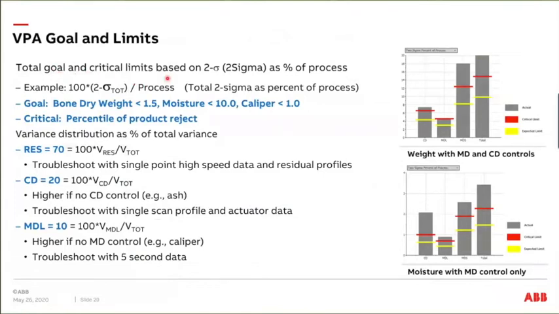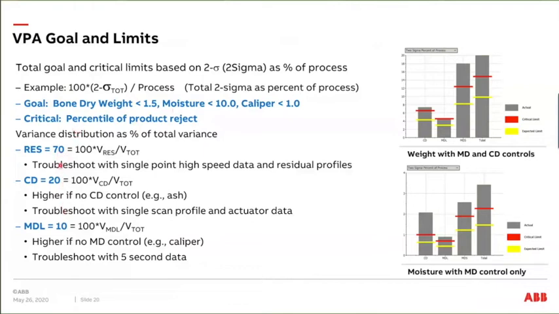The limits in that portion, I wanted to bring this topic up: the goals and the limit criteria. We refer to goals and limits. What we mean by a goal is that the goal of VPA is to get to these goals of, we have like a 70-20-10% in the variance distribution. So again, we look at the variance distribution as a percentage.